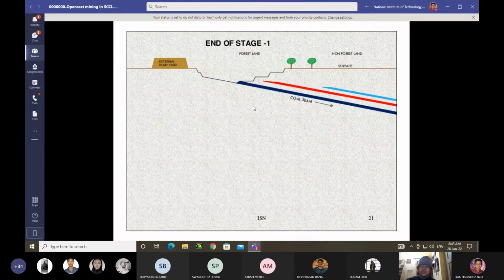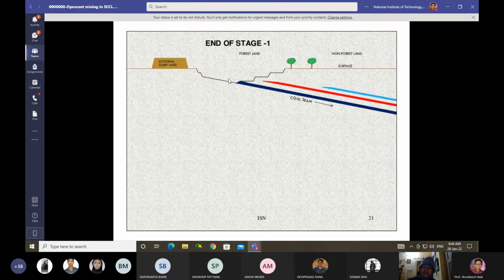Second phase, you have started stage one. In the forest land, you have removed the trees. Out of 6 trees, 4 trees are already removed. Another 2 trees are lying on the right side. And you have started the mining from the outcrop area, the area where coal is lying at a lesser depth. So you have started mining on the outcrop.